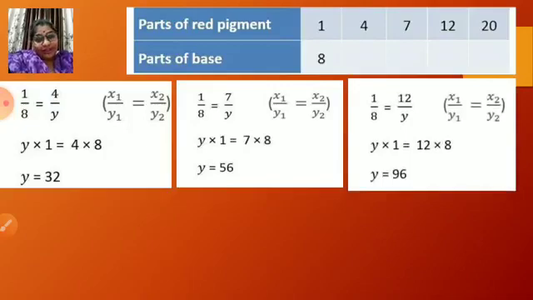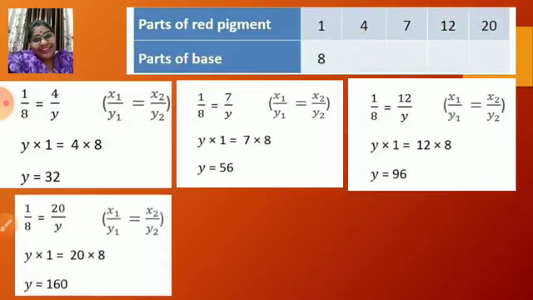Equations how to solve, now you people are aware. Next one is 1 upon 8 is equal to 12 upon y. The third value we are finding over here, children. Similarly, y is equal to 96. Now next will be 1 upon 8 is equal to 20 upon y. That means y is equal to 160. So these are the values, children.